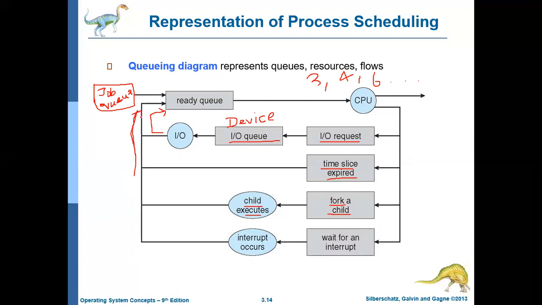Or sometimes when a process is being executed, some interrupt may happen. Because of this interrupt, the process may have to wait until the interrupt is completed. Once the interrupt is over, once again it will go back to the ready queue. So like this, during its lifetime, the process may move through different states, and for each state there may be different queues. Like this it will keep continuing until the process finishes execution. So this is called the queuing diagram, which represents different queues and resource flows.